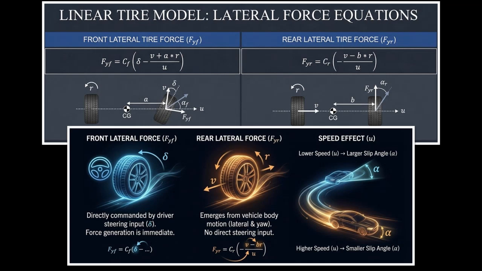From the equations, we can interpret that the driver's steering input directly controls the front tire force. The rear tire force is created by the vehicle's motion, not by direct steering. Forward speed u appears in the denominator of the equations. This means that at higher speeds, slip angles become smaller. As a result, more steering input or yaw rate is needed to produce the same lateral force.